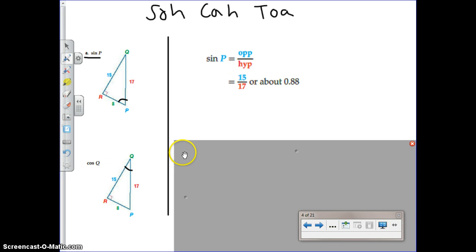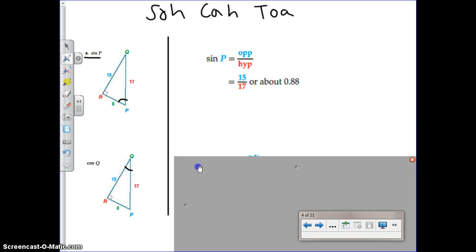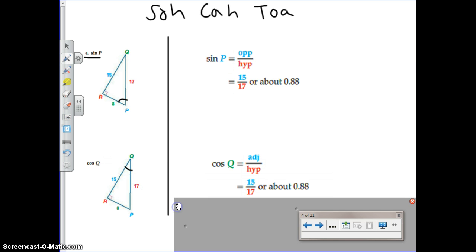Now we're looking at angle Q here, and it wants to know the cosine. So if we go back up to our SOHCAHTOA, our cosine is the ratio of our adjacent leg to our hypotenuse. So looking at Q, our adjacent leg is the one that's connected to the angle, so that's 15 over our hypotenuse, which again is 17. So it's in fact the sine of P is equal to the cosine of Q.